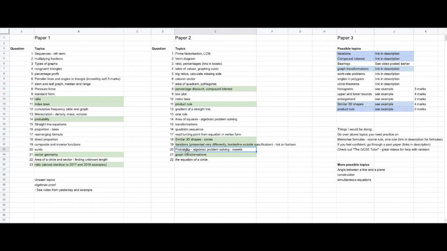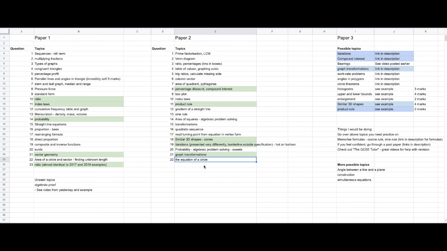20 was probability, algebraic problem solving, one of those types of probability questions. 21 was graph transformations, and 22 was the equation of a circle. You were given 2 points of a tangent line, I believe, and you had to find the equation of the circle or something like that.